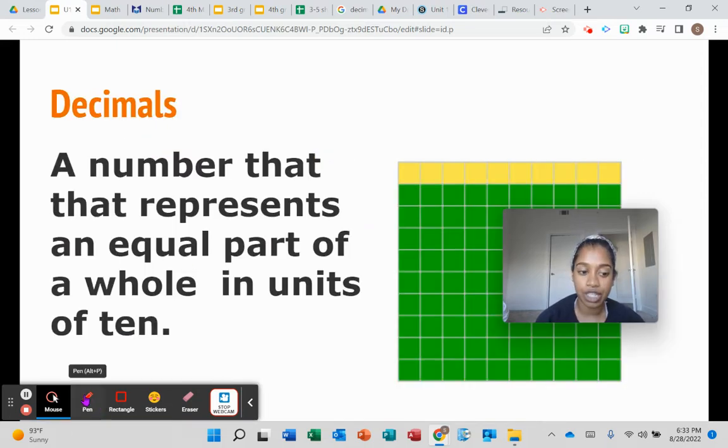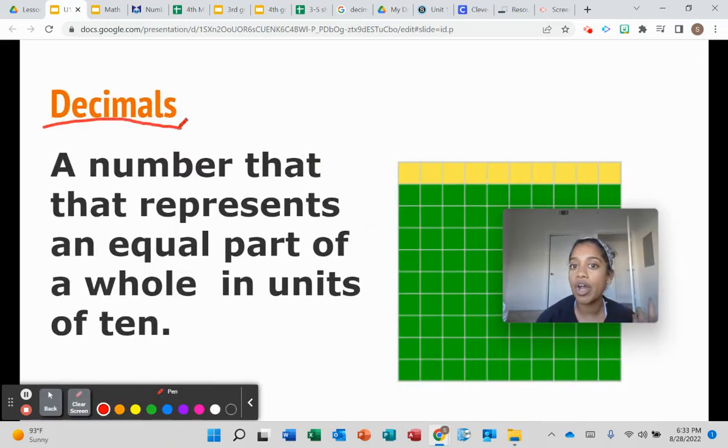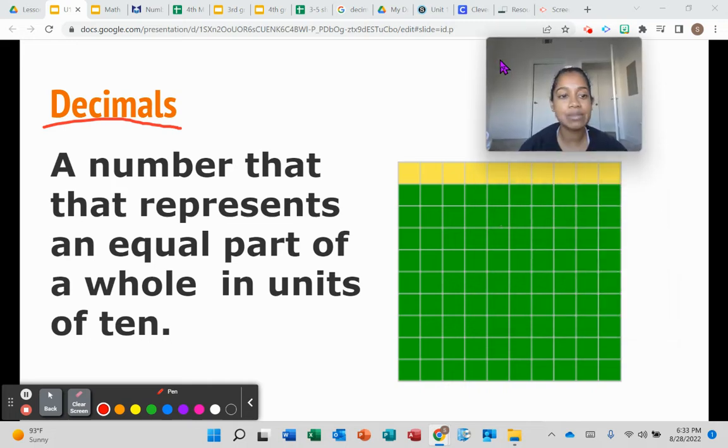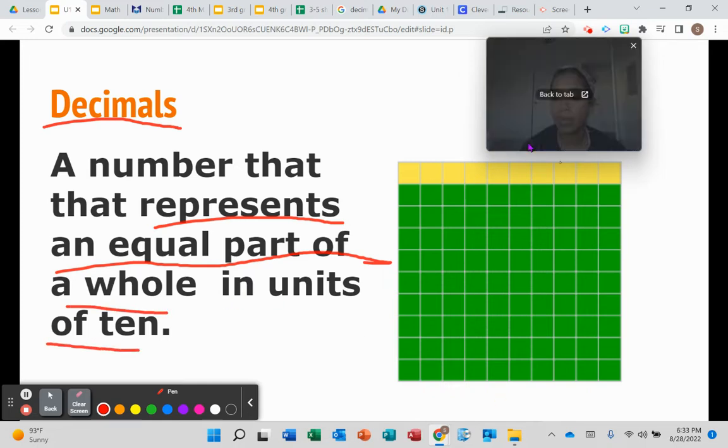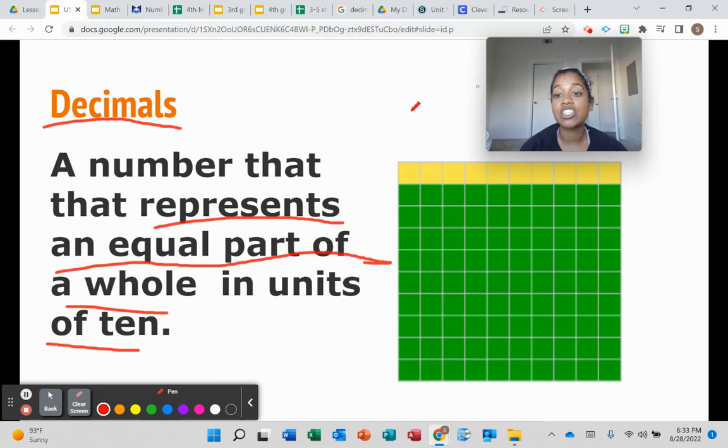Our first vocabulary word is decimals. So, what are decimals? Decimals are a number that represents an equal part of a whole in units of 10. Right over here, we have our square, and it is a whole square. And what we did is we went ahead and cut this square into pieces. The important thing to remember is that decimals are not whole numbers. Decimals are pieces of a whole number.